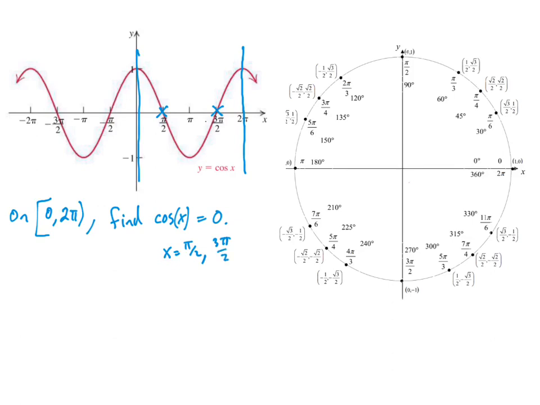And again, how does this relate to what's happening on the unit circle? Well, cosine is the x-coordinate. We have an x-coordinate of 0 here and here. So those angles are pi over 2 and 3 pi over 2. We could also say 90 degrees and 270 degrees.